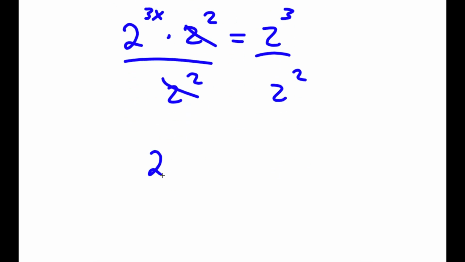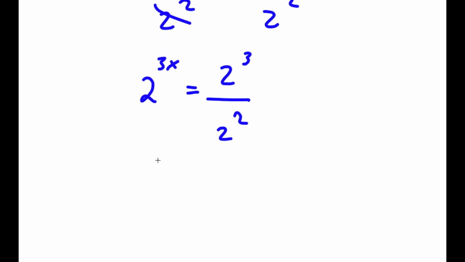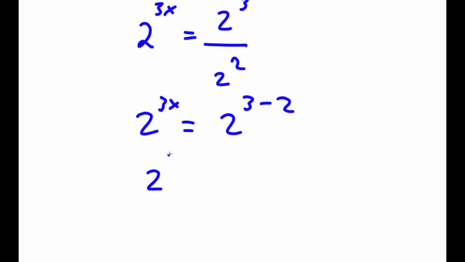So now I have 2 to the power of 3x is equal to 2 to the power of 3 over 2 to the power of 2. And 2 to the power of 3 divided by 2 to the power of 2 is equal to 2 to the power of 3 minus 2, which is equal to 2 to the power of 1.